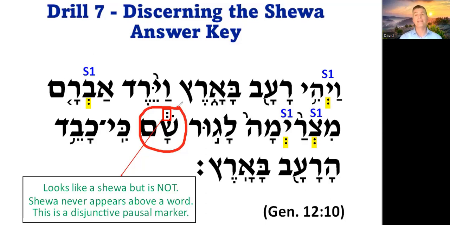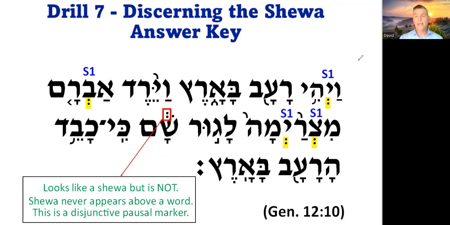Now, this is going to be a really easy assignment because as you notice, every one of the Shewas has been tagged with an S and a number 1. And so the number 1 refers to the rules of Shewa and to rule number 1. So really, there's only one rule we need to spend time on in this particular lesson. So this is going to be a very short lesson. So the question is, what is rule number 1?